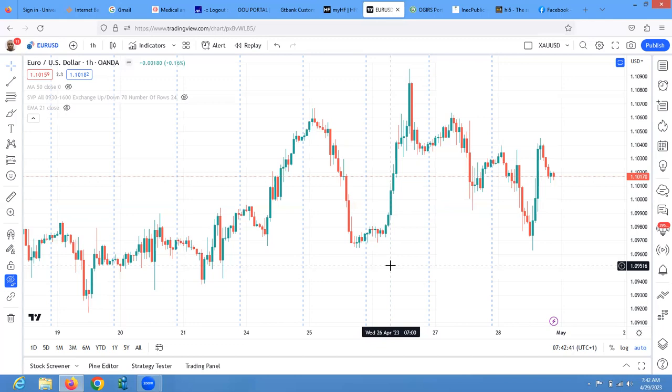Oftentimes, for most people who have experienced trading, either live trading or demo trading, you have experienced that a few of the times you win money, and you labor to win those little amounts that you make. But most of the time it ends in losses.